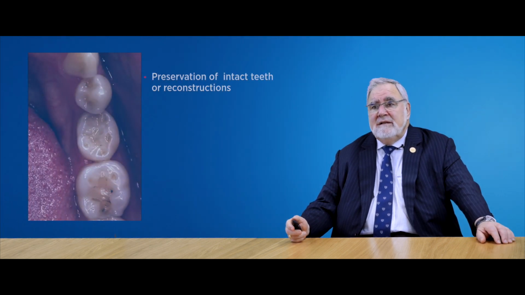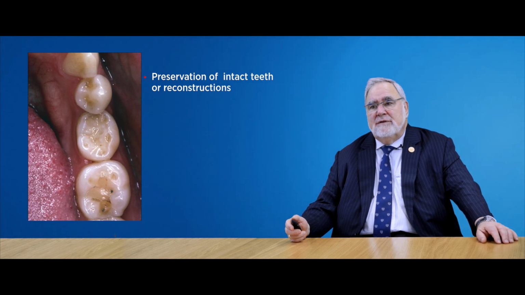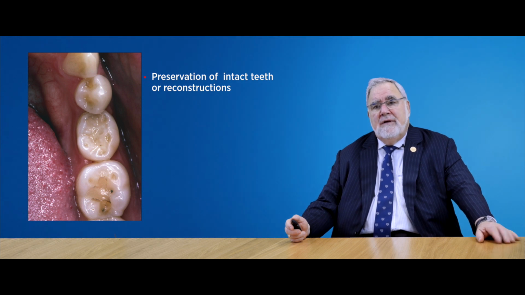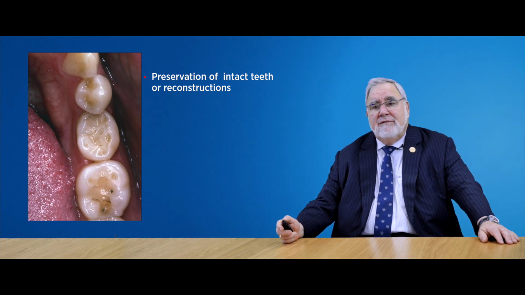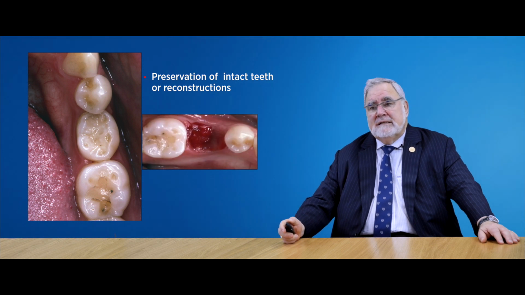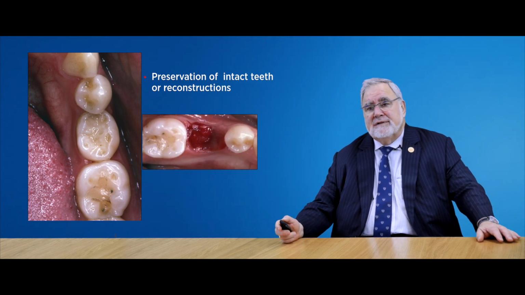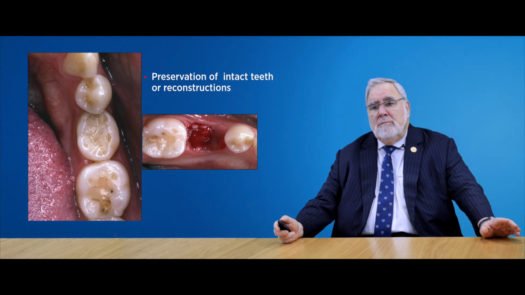Now I come to the second aspect, which is the preservation of intact teeth or reconstructions. In this image, you have a premolar, then you have a deciduous tooth, and then you have the first molar. You see there is a permanent first molar adjacent to that deciduous tooth. That deciduous tooth is not going to stay in the mouth forever, so we will lose it, as depicted in this particular slide. Now you have 2 almost completely untouched teeth.